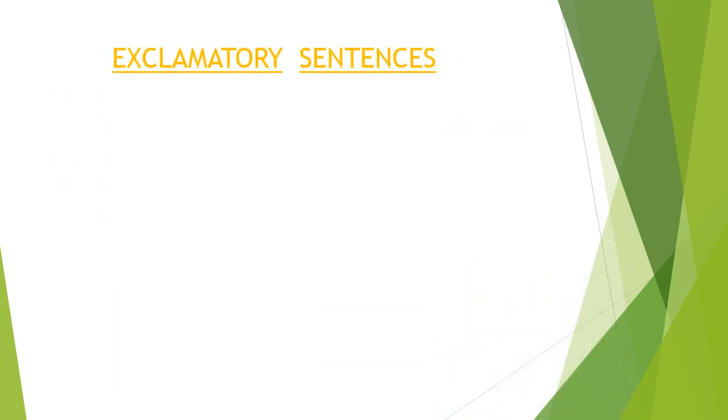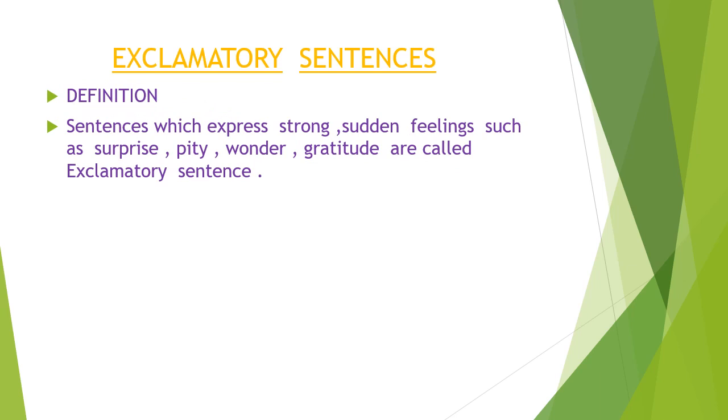Let's move towards the last kind of sentences, and that is exclamatory sentences. What are exclamatory sentences? Exclamatory sentences are those sentences that express your sudden and strong feelings and emotions like surprise, pity, wonder, gratitude. All such strong feelings and emotions, when we express them in the form of sentences, are called exclamatory sentences. For example, what a lovely painting.